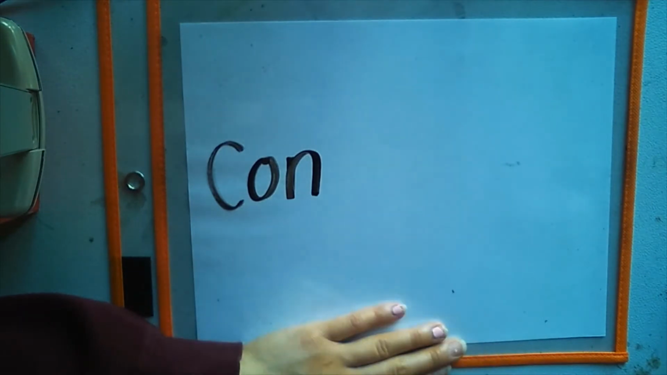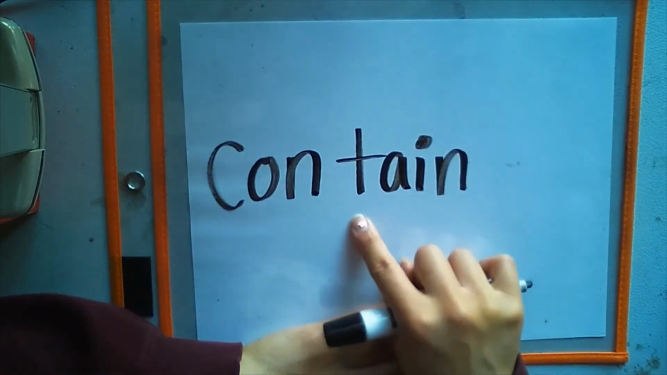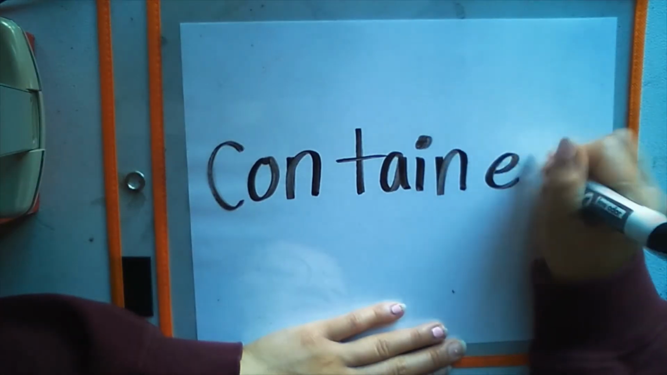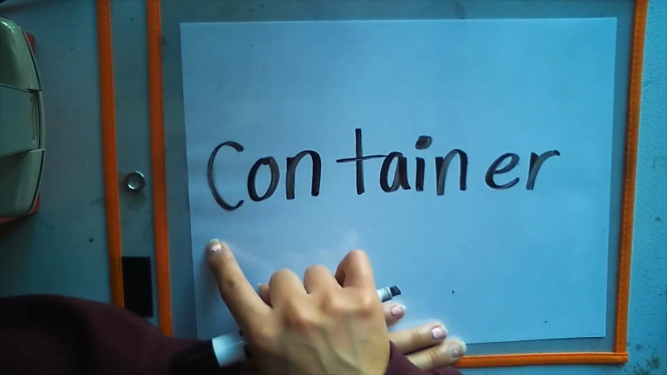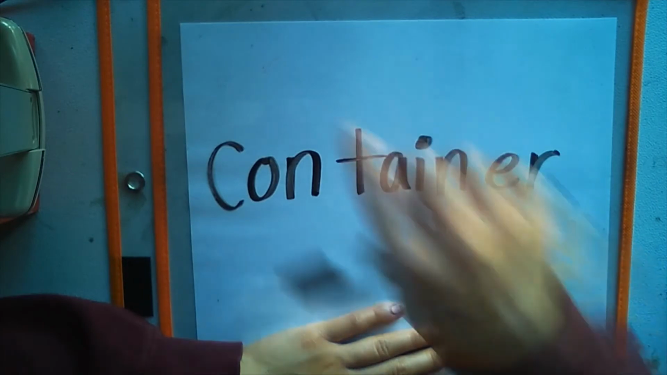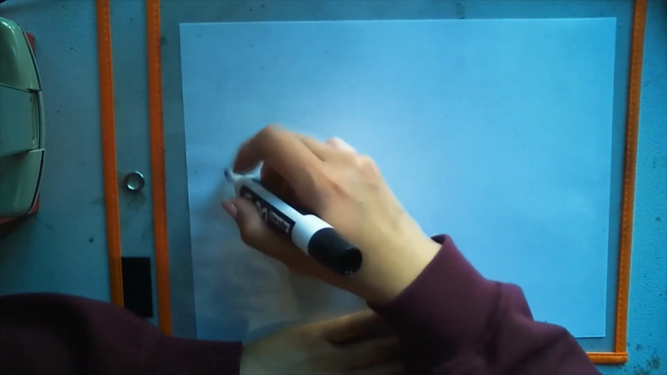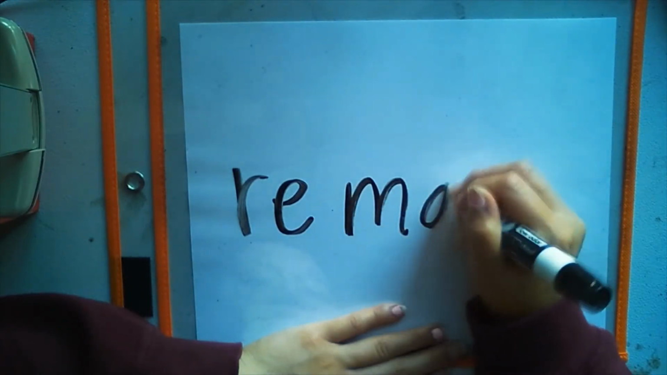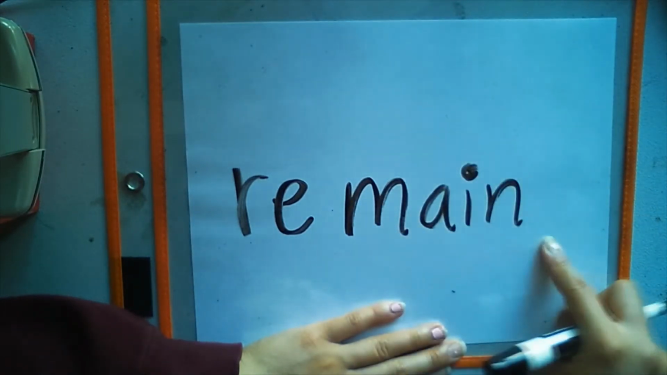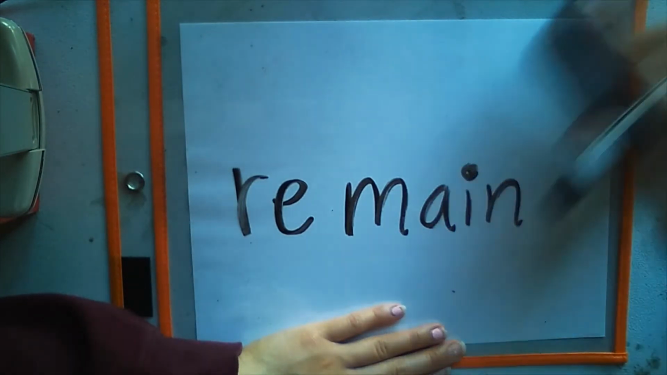Read, kun. Read, cane. Read, ner, an irregular sight syllable. Try for the real word, container. Great job. Read, re. Read, main. Try for the real word, remain. Great job.